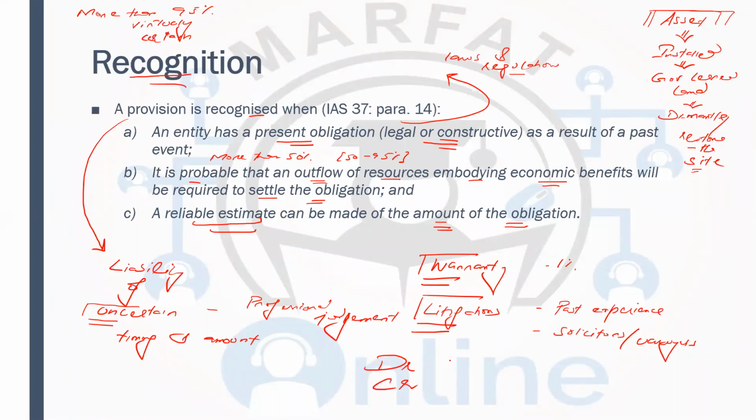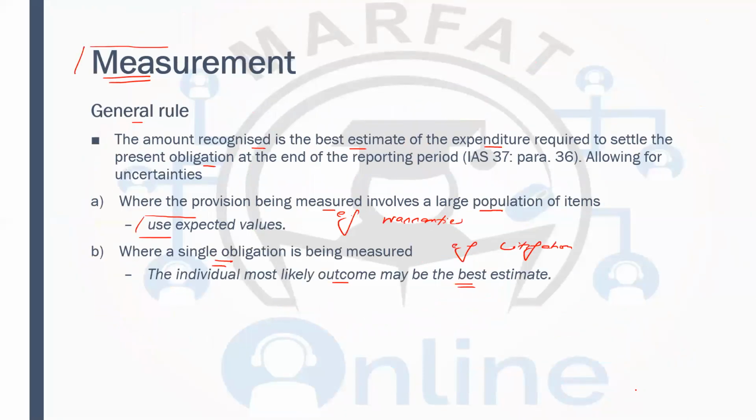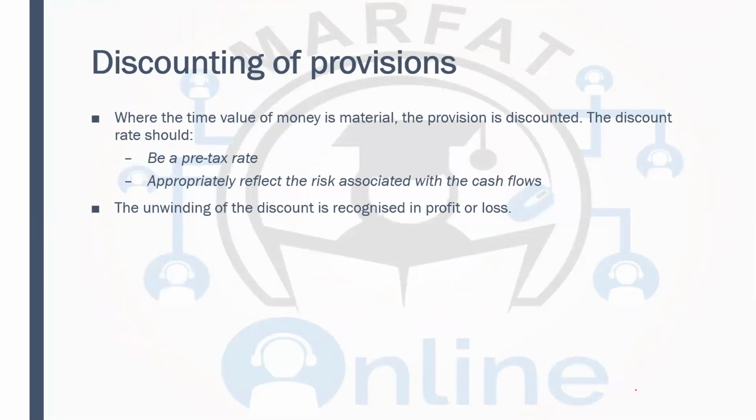Now, when you are recording the provision, what is the double entry? Debit profit or loss, we book this in the financial statements as an expense, and credit provision. Credit provision means this is going to be the obligation. So debit profit or loss, credit provision, and provision is the obligation.